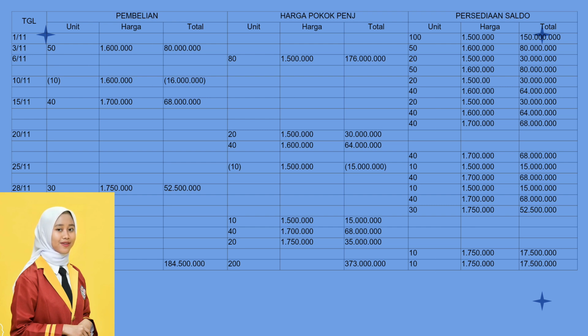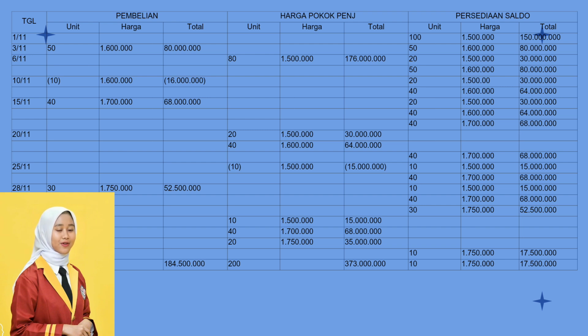5. Purchase, November 15th. The company purchased another 40 units at a price per unit of IDR 1,700,000. The company's inventory will increase. 6. Sales, November 20th. The company sold 60 units with a selling price of IDR 2,300,000 per unit. To calculate COGS for these sales, we will use existing inventory according to the valuation method.